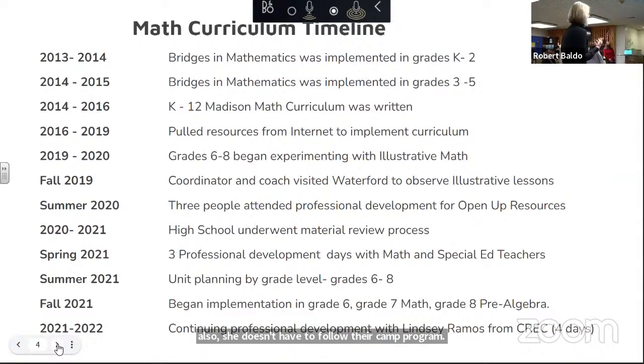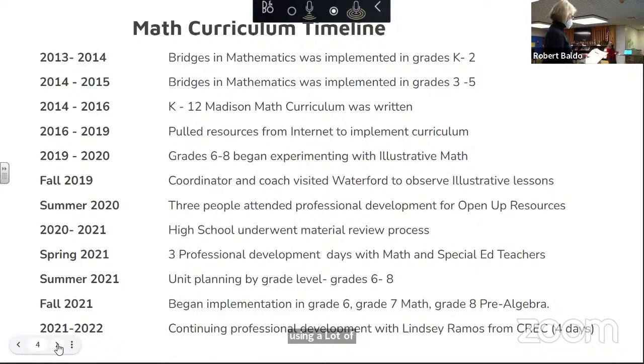Before we meet, and we've done it, how many days have we done it this year? Two this year. We tell her what we think our needs are and also ask her, what do you think we need? So we have a balance of getting what we want and what she thinks we need. It's fantastic. We have more days coming up later this year with her, and we'll do the same thing. So this year, all 3 grades, 6, 7, and 8, are using Illustrative Math.